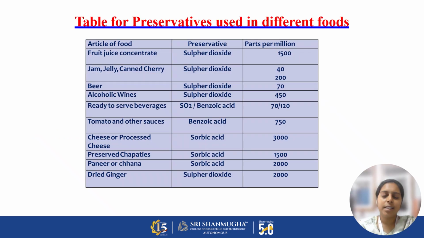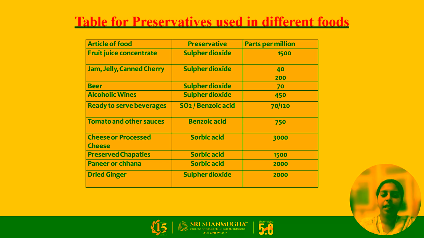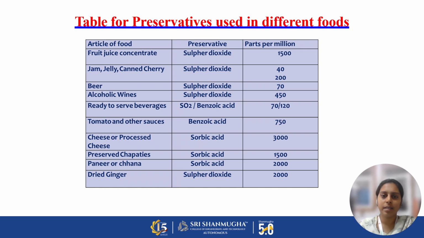This is the table of preservatives used in different foods. For fruit juice concentrate, sulfur dioxide is used as a preservative. For jam, beer, and alcoholic wines, sulfur dioxide is used. For ready-to-serve beverages, benzoic acid. For cheese, sorbic acid. For preserved chapati, paneer, or chana, sorbic acid is used as a preservative. For dried ginger, sulfur dioxide is used.